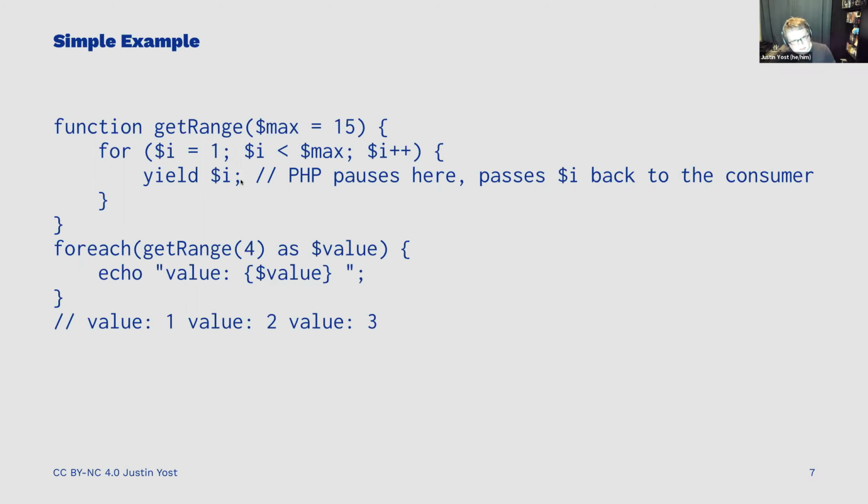We go back into get range. PHP comes back around, 2 gets plus plus, 2 is less than 3. We yield 3, we pause, we pass 3 back into here. 3 is now the value. We echo value, we pass it back in. 3 gets incremented by 1. 3 becomes 4. 4 is no longer less than the max. Get range ends, and this foreach loop ends.